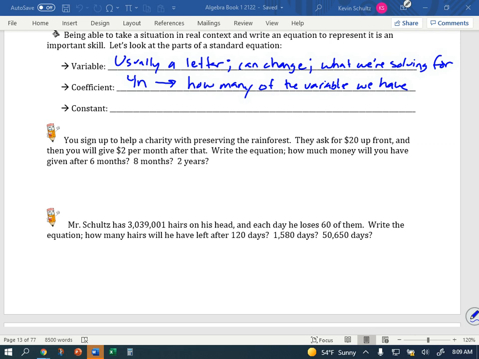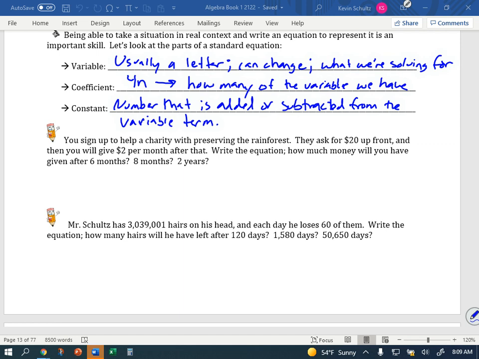Jack. The constant is like the number that you're adding or subtracting from the variable. Okay. Number that is added or subtracted from the variable term. Number that is added or subtracted from the variable term.